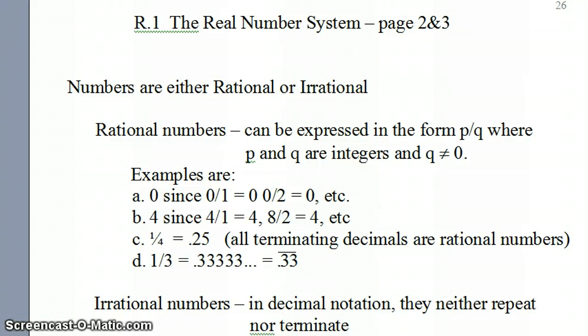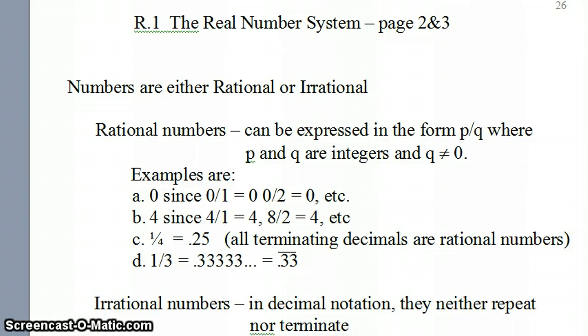Examples are the number 0 itself, because 0 divided by 1 is 0, 0 divided by 2 is 0, etc. 4 is a whole number, and 4 divided by 1, written as a fraction, is equal to 4. 8 divided by 2 is also equal to 4. If we have what looks like a fraction, 1/4, which is 0.25, it's a terminating decimal. All terminating decimals that end are rational numbers.